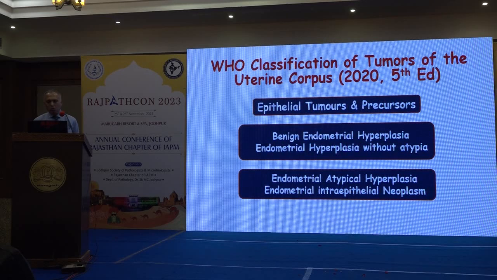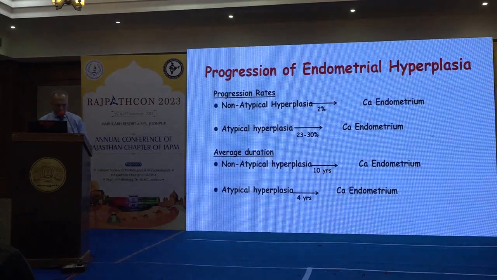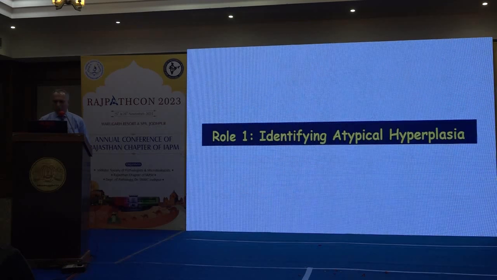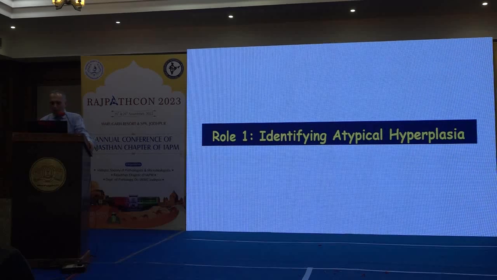I'll quickly go through, although my talk is more on endometrial cancer, I cannot do without talking about endometrial hyperplasia. You know that now we have a 2-tiered grading system, and the reason is that we have to focus more on detection of atypical hyperplasias, because they progress at a faster rate, and a higher percentage of atypical hyperplasias progress to carcinoma endometrium. I'll give around 10 or 11 roles which we pathologists need to incorporate while dealing with hyperplasias or carcinomas.